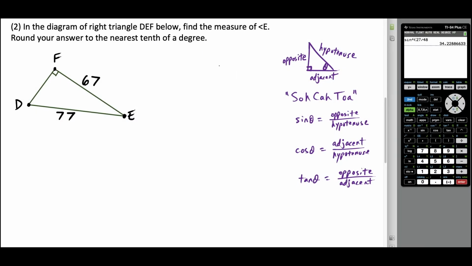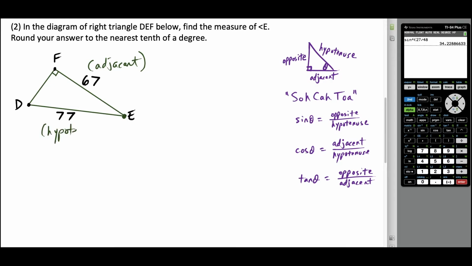For the second example, now we're looking at triangle DEF, and we want to find the measure of angle E down here. For this one, we just want to follow it the same way. We want to think about what sides we were given relative to angle E. This side here, FE, which is 67 units long, is the side adjacent to angle E. So this is the one right next to angle E. And 77 is across from the right angle, so this is the hypotenuse.